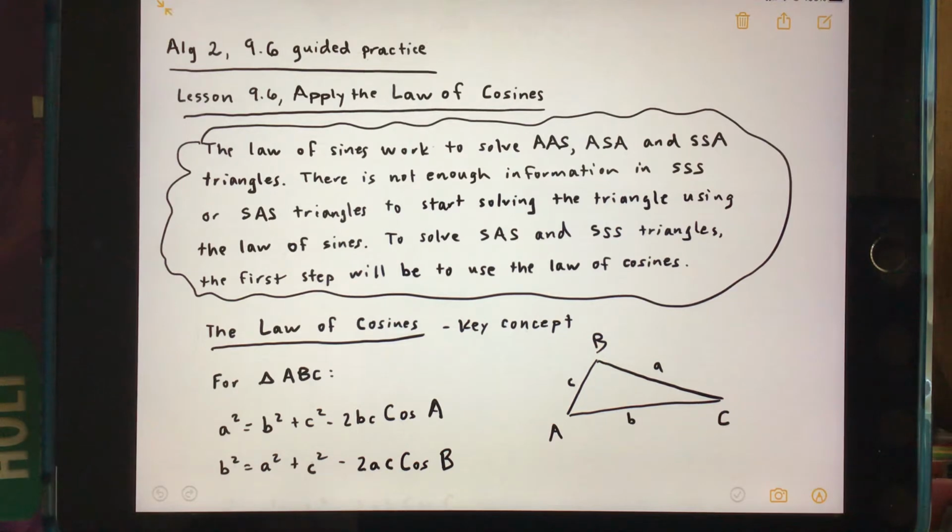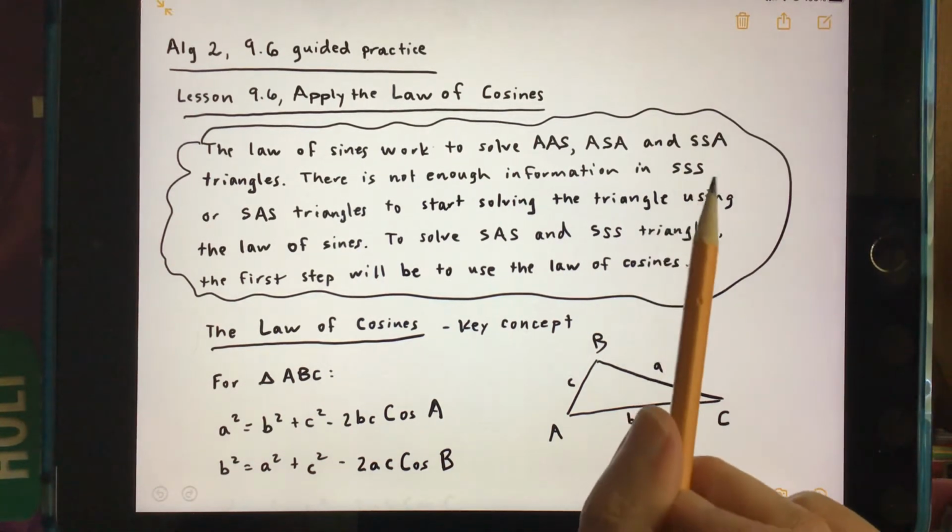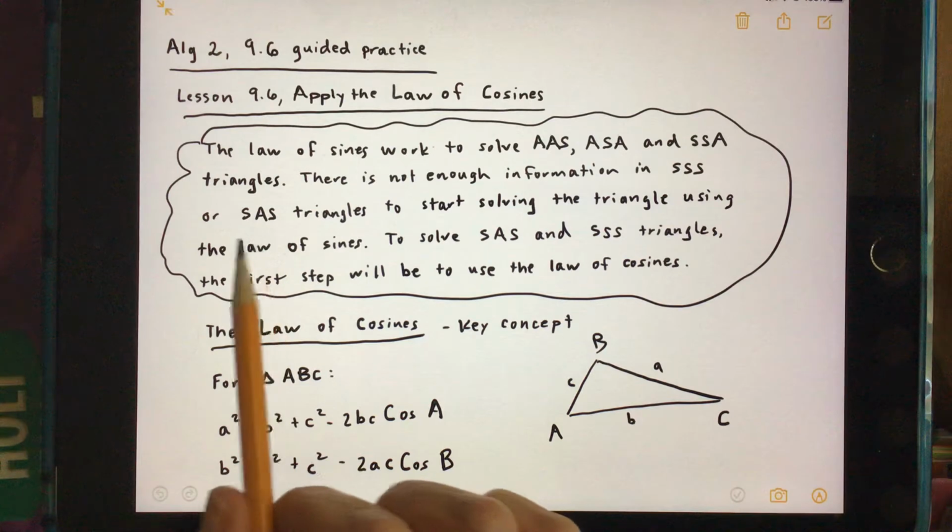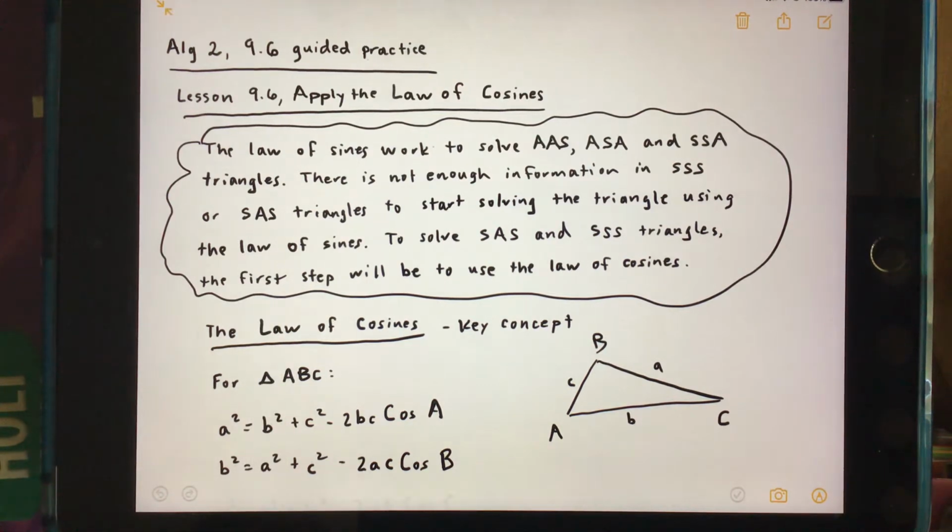So you'll see in a minute why we have to start some of these problems using our law of cosines. And it will be for the types of problems here that we see where we're given SSS triangles or SAS, because we'll try to use the law of sines and it won't work. And so we'll defer to the law of cosines. But let's take a look at the law of cosines as a first step.